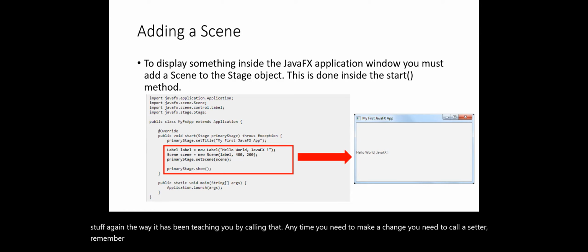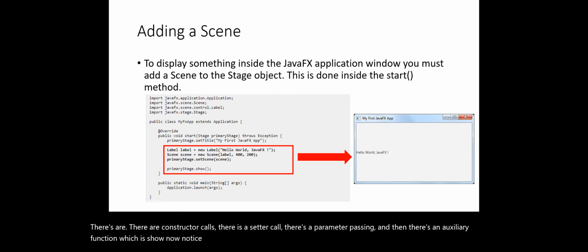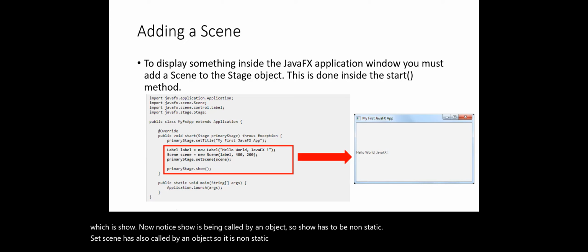Remember that? Okay. So in these 4 lines, you will see that there are 2 instantiations. There are constructor calls. There's a setter call. There's a parameter passing, and then there's an auxiliary function which is show. Now notice show is being called by an object, so show has to be non-static. Set scene is also called by an object, so it is non-static. Launch is called by the class, so it has to be static.